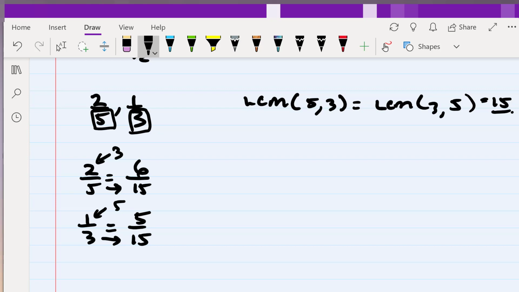So now we can compare 6 over 15 and 5 over 15. And which one's bigger? Well, because we have the same denominators, 15, we just look at the numerators, 6 and 5. And we say that 6 over 15 is bigger than 5 over 15. And 6 over 15 is really 2/5. And 5 over 15 is 1/3. So we can say that 2/5 is greater than 1/3.